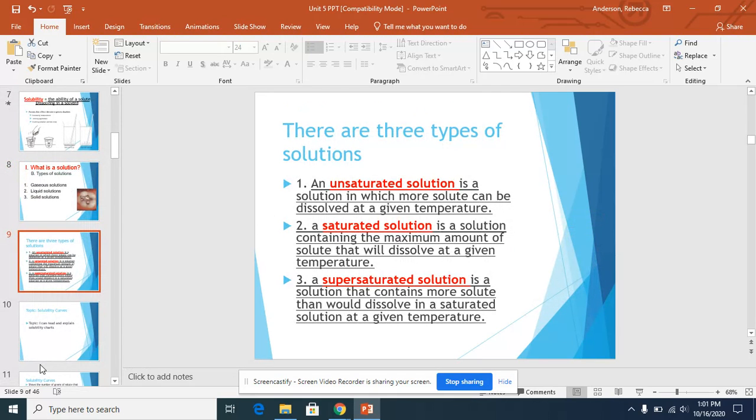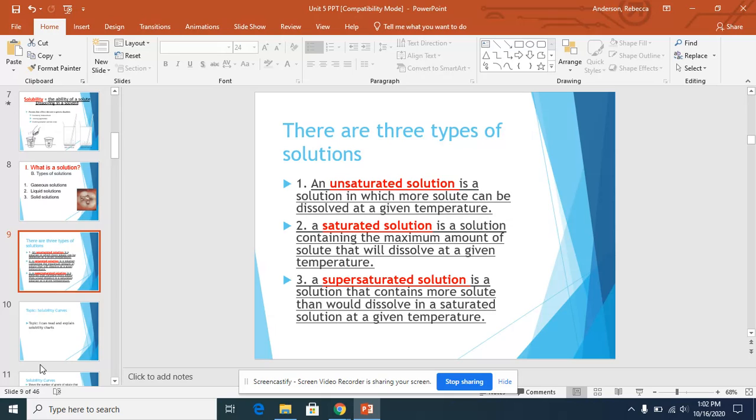Okay. There are three types of solutions. An unsaturated solution, which means there can be more solute dissolved at that given temperature. You could still add more stuff. It's not to the max level yet. A saturated solution is a solution containing the maximum amount of solute that will dissolve at a given temperature. And then a supersaturated solution is a solution that contains more solute than would dissolve in a saturated solution at a given temperature.